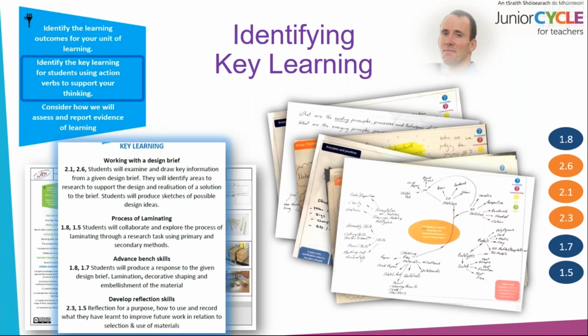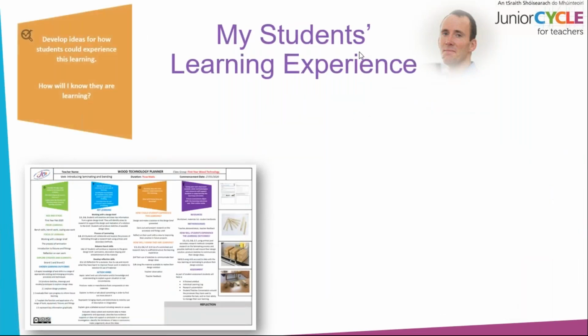I grouped 1.8 and 1.5 together because in this unit both are linked to learning about the process of lamination. Students will collaborate and explore the process of lamination through a research task. So using primary and secondary methods, they will compile and record information and apply the knowledge when creating the artifact. I took a similar approach when grouping the other outcomes, which can be seen in the plan there as well. Okay, Owen, that's great to hear. And I suppose just to recap on that a small bit, you would have used our Exploring Learning Outcomes tool when you were breaking down your outcomes to see what potential key learning was contained within them.